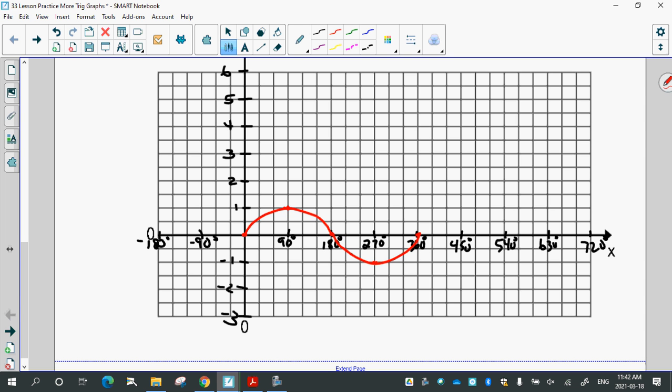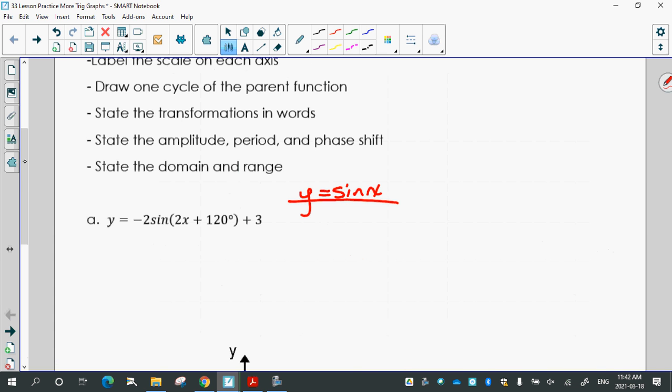Once you've done your scale and your 1 cycle, then you ask yourself, are you ready to highlight? And the answer for this one would be no. Good. Okay, so then we would rewrite it in factored form. So I would do Q bracket x plus 60 degrees plus 30. Then I would color code.